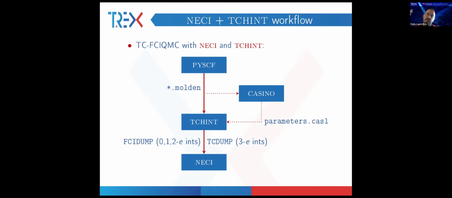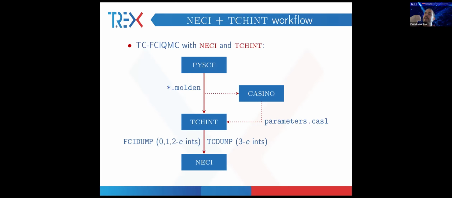Because I come from a background of VMC and DMC, I'm one of the main developers of the CASINO code, which is not part of TREX, but that makes the implementation of the Jastrow factor evaluator in CASINO a natural choice for me to use in our pipeline. This is the workflow I'm showing here that we use to run our transcorrelated FCI-QMC calculations. We use PySCF, which is an open source code external to TREX as well, to obtain our orbitals.